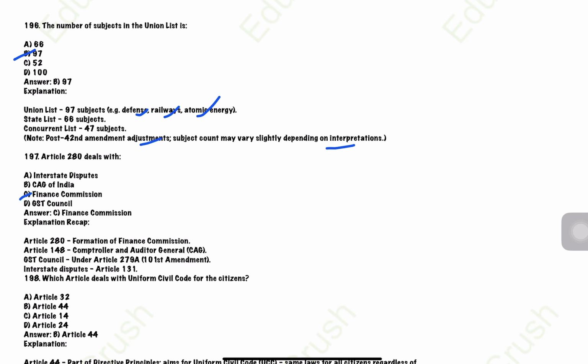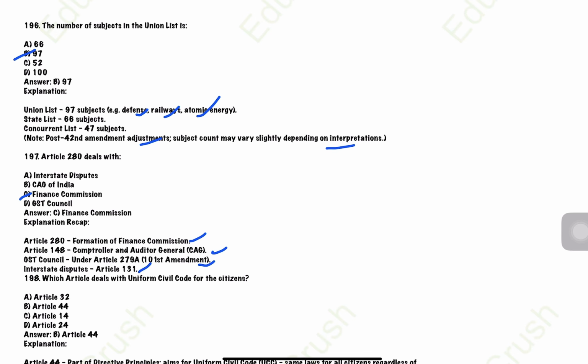So Article 280, formation of Finance Commission. Article 148, CAG, that is the Comptroller and Auditor General. Next, GST Council under Article 279A, 101st Amendment. Interstate Disputes, Article 131.